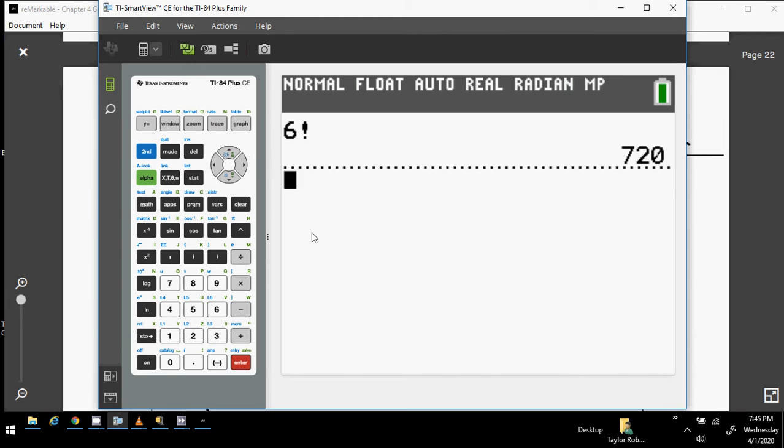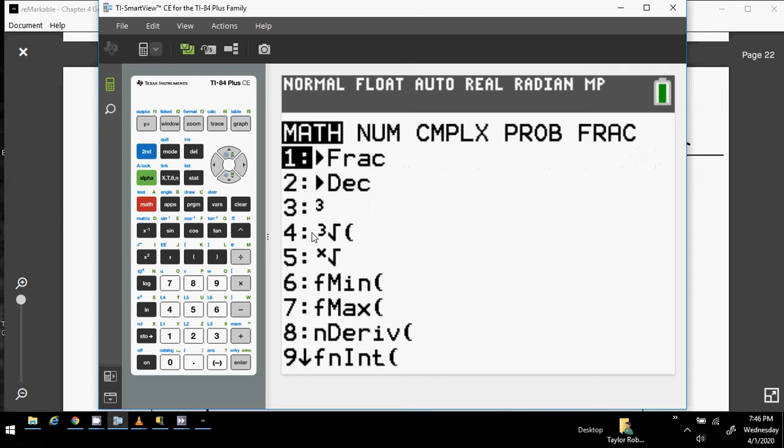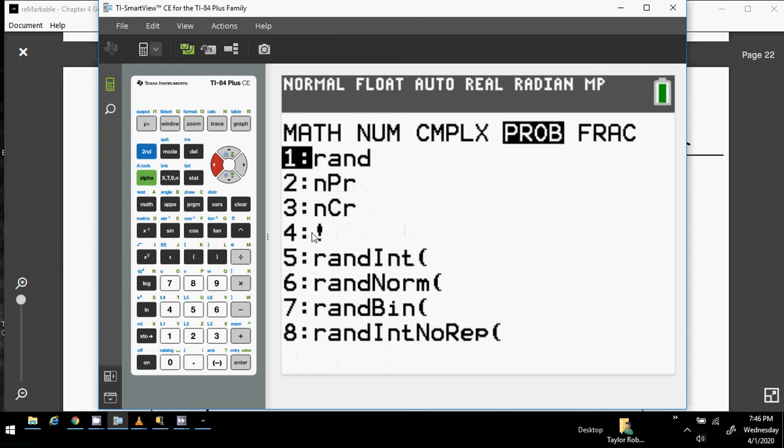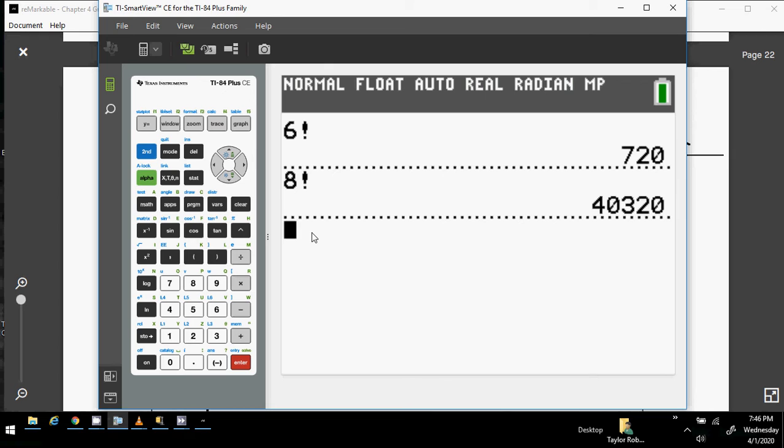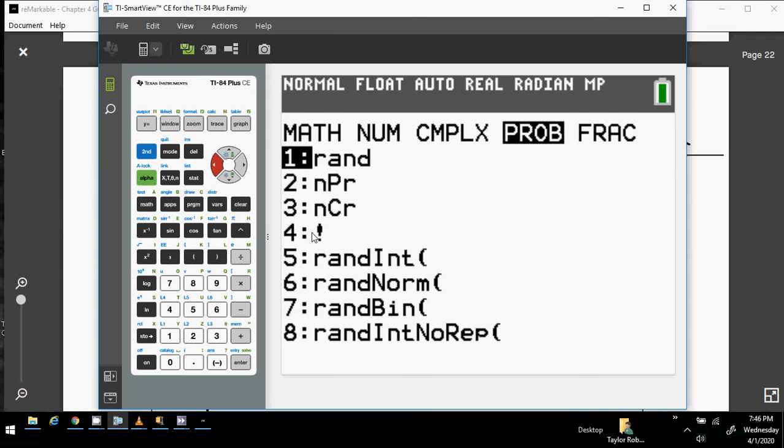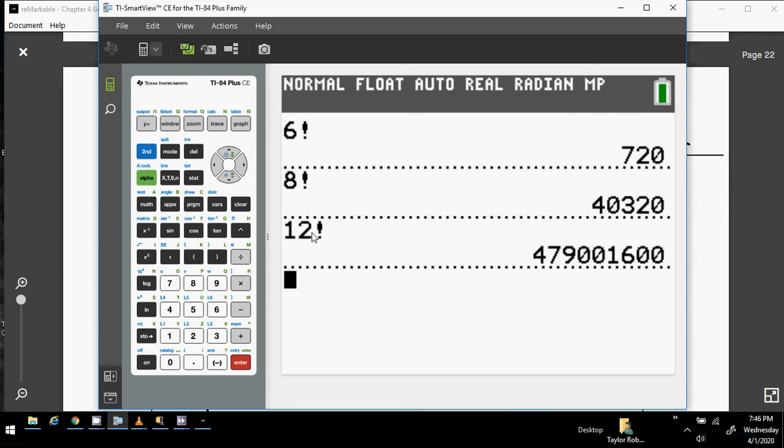Okay, so for the next one, 8, math, left, left, 4. Okay, so there we go there. And then the last one, 12, math, left, left, 4. And we have our answer there. So that should save you some time. I put some calculators that you can find on the web if you don't have a graphing calculator, so you are welcome to use those for that as well.